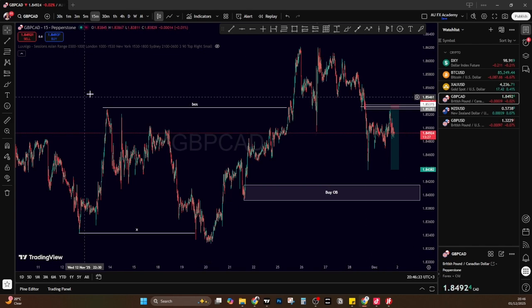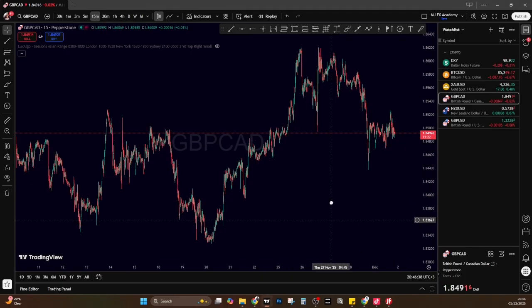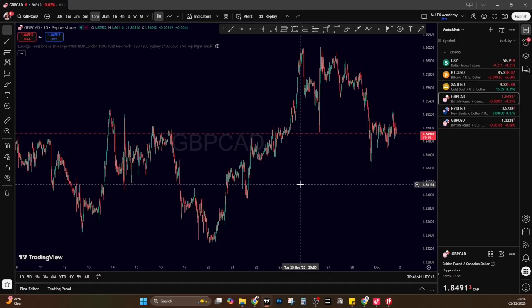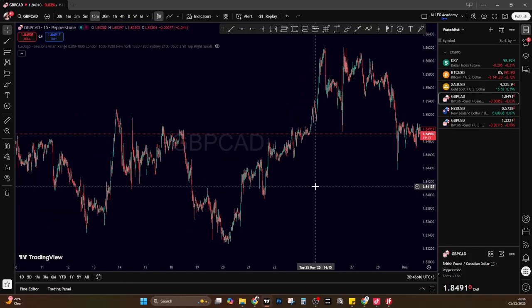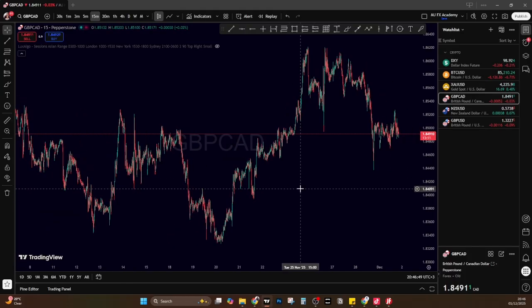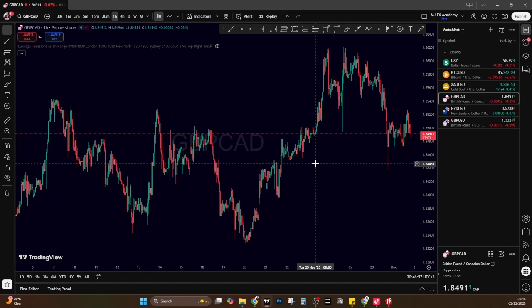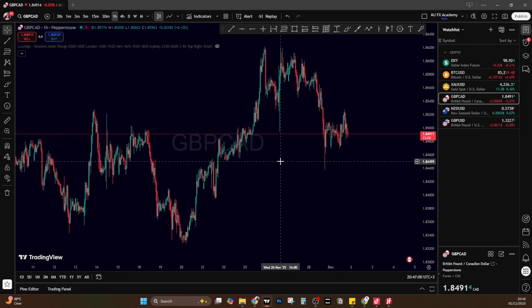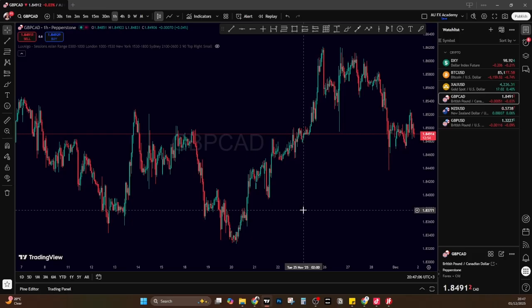Now let me just remove everything. This is GBP CAD. Now I want us to follow this market. GBP CAD is raging a lot, so allow me to start with 1 hour, but we'll come back to 5 and 15 minutes. Now I want us to follow this market and understand what is happening and where this market is going.